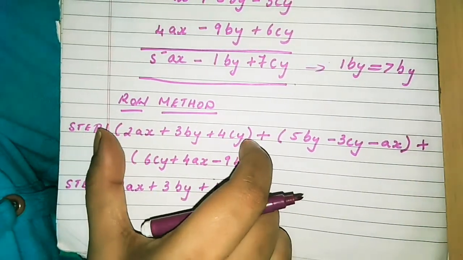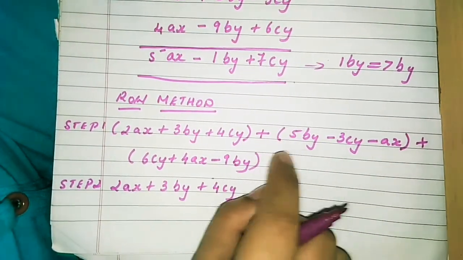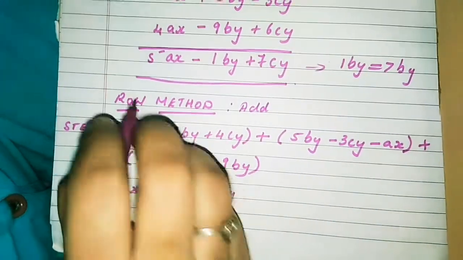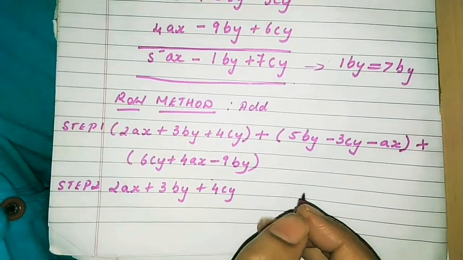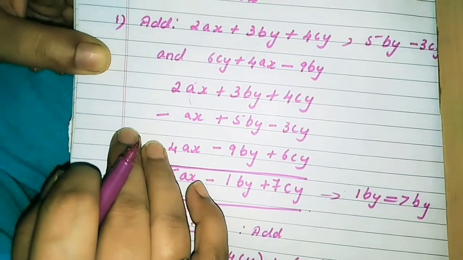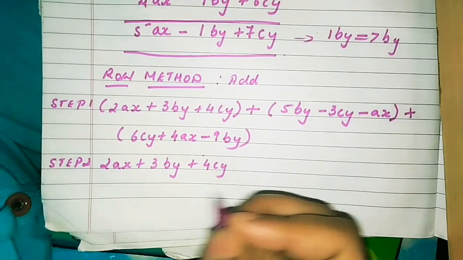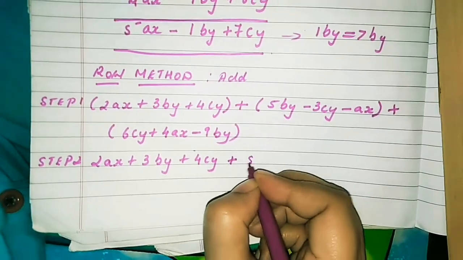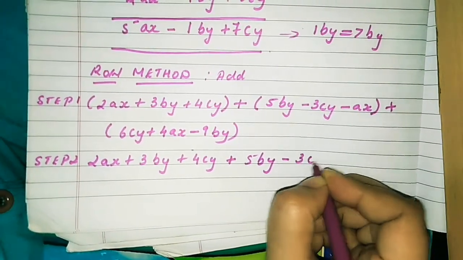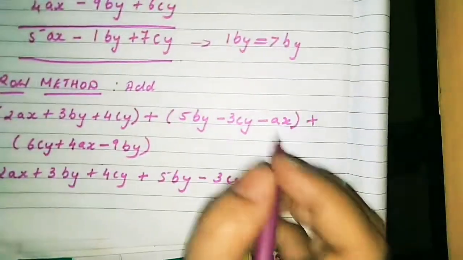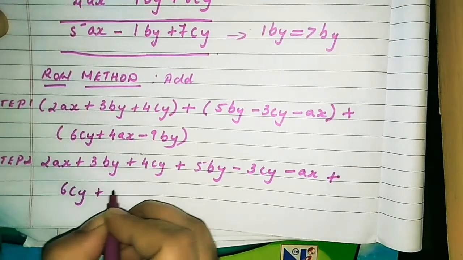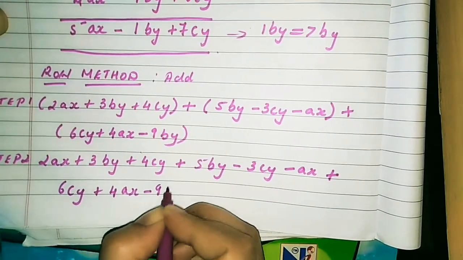First, what did I do? I inserted the bracket and a plus sign in between the brackets, because we are going to add using the row method the same expressions that were given earlier in the column method. For those expressions we are doing the row method now. So this plus sign will be here, 5by minus 3cy minus ax. So write down the sign as it is, plus, and then 6cy plus 4ax minus 9by.